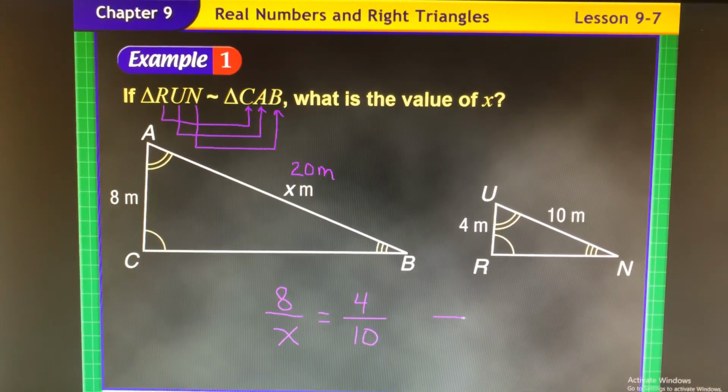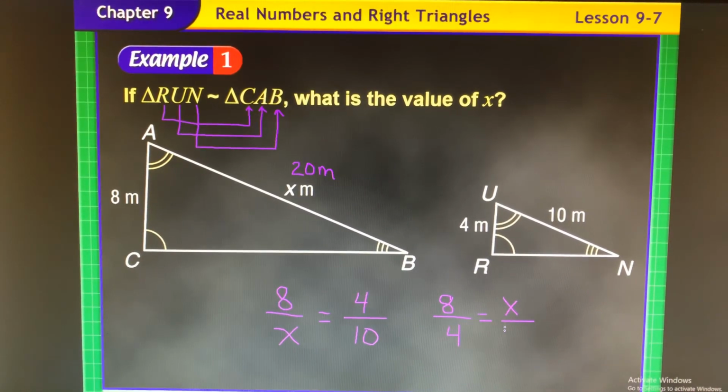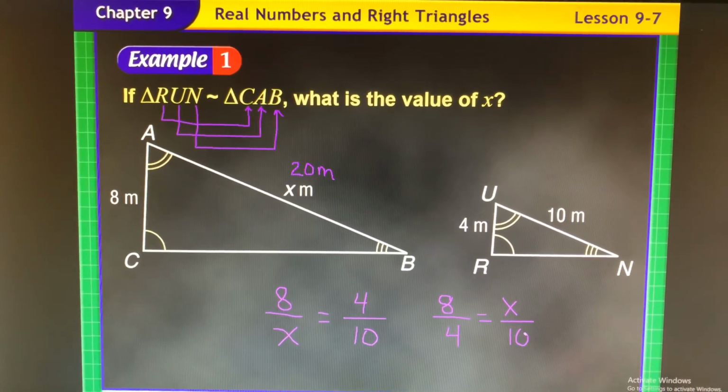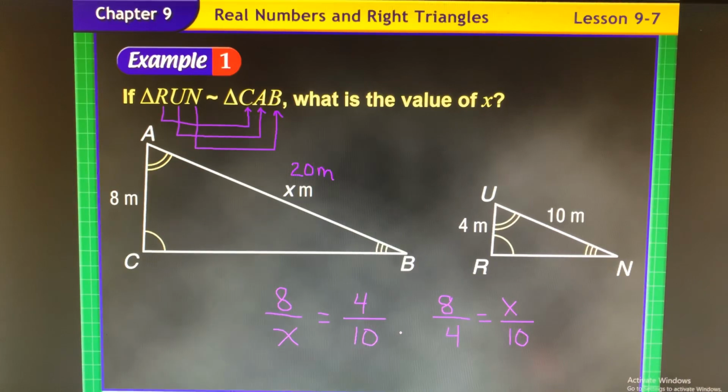Now, is that the only way I could have set it up? No. I could set it up like this. Short side of the big triangle to short side of the little triangle, long side of the big triangle to long side of the little triangle. See? Still, 8 times 10 divided by 4 is 20. So it works out no matter which way you set it up. You just have to make sure, if you heard my words, that you're setting it up correctly.